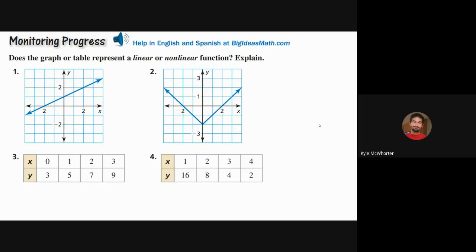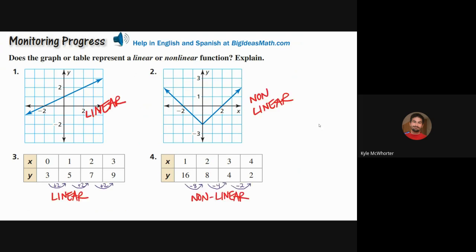All right, go ahead and pause and answer these and see if you get the right answers. See, the 1 is a line, so it's linear. 2 is not just one line. So we have a different rate of change over here than we do over there. This is linear because we have a constant rate of change. This one is nonlinear because it doesn't change at the same rate.